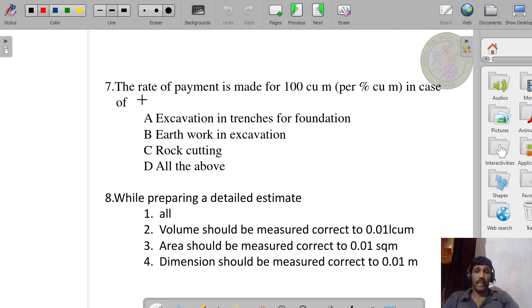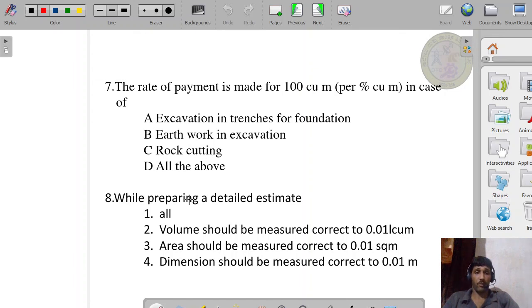Next, the rate of payment is made for 100 meter cube in case of excavation in trench for foundations, earthwork in excavation, rock cutting, or all the above. Which is the correct answer? All the above is the correct answer.